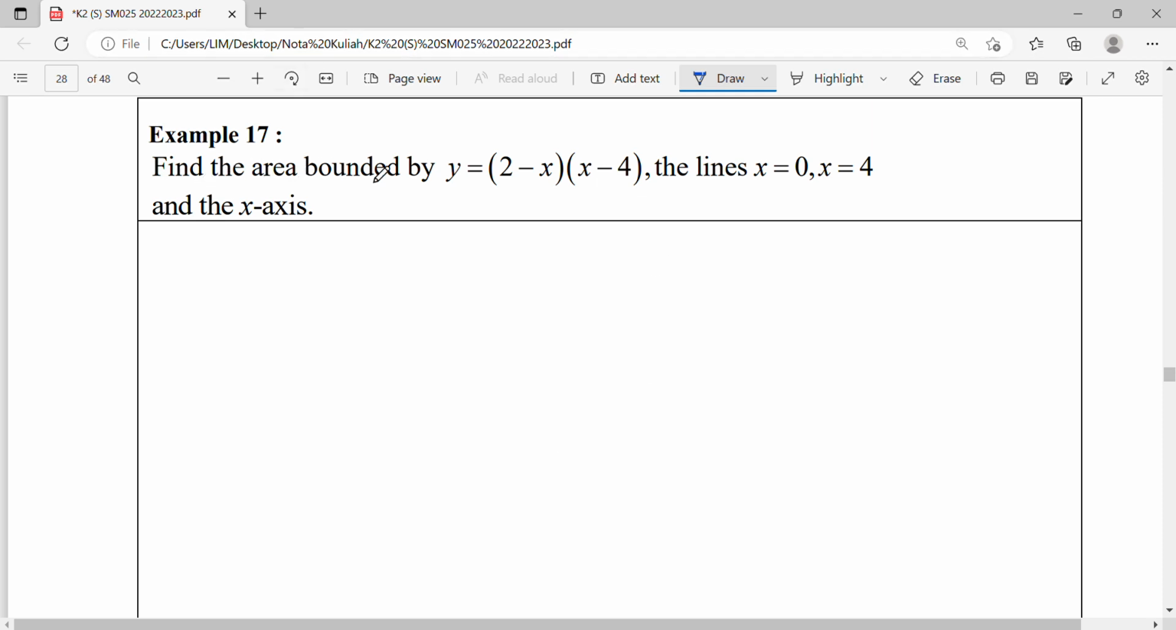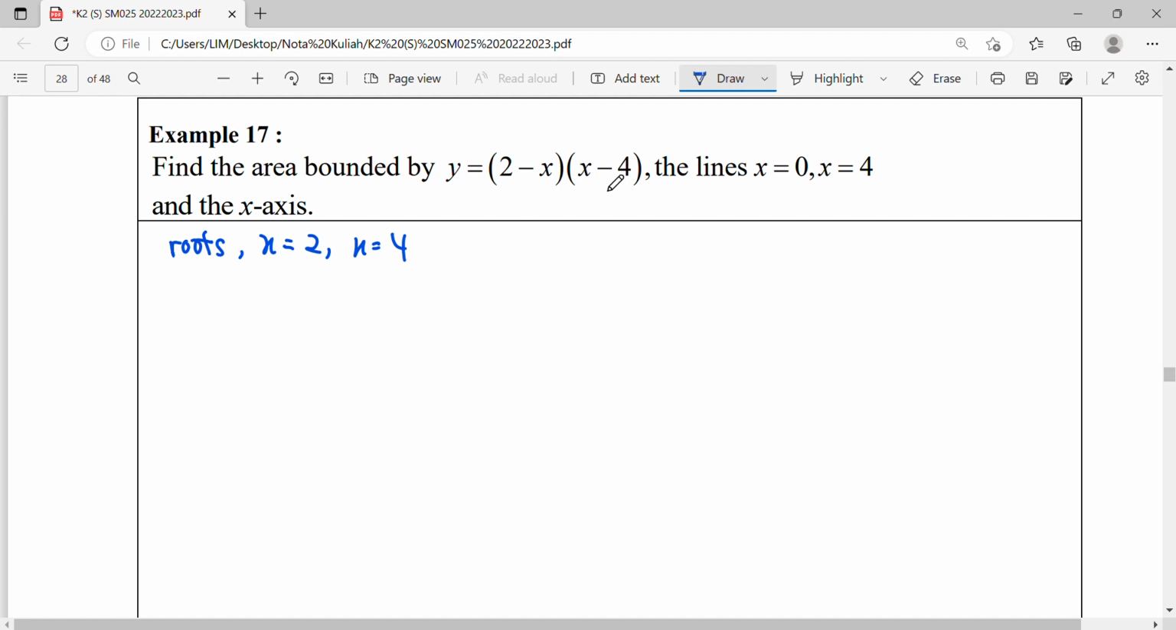Find the area for this curve and the lines x equals 0 and x equals 4. This curve is a quadratic but already in factor form. When it is in factor form, we can read out the roots. Our quadratic has roots at x equals 2 and x equals 4. So we have to draw this quadratic.